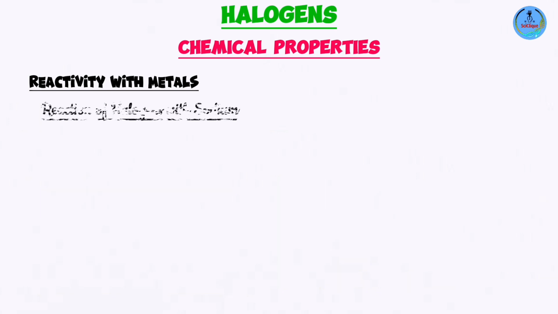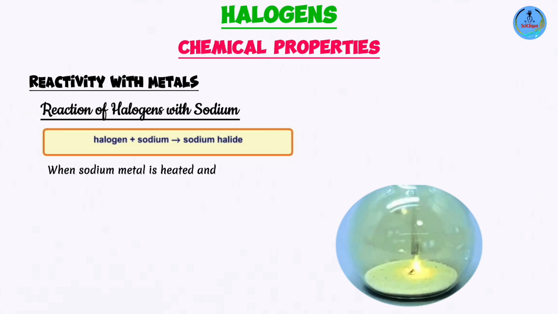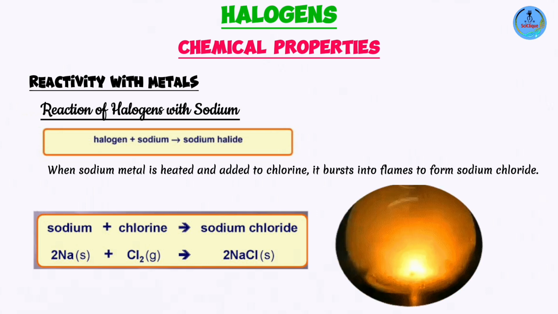Now, what if you were to react sodium with chlorine? Again, sodium is going to react with chlorine gas to form sodium chloride. Just to summarize, magnesium and aluminium will also react in a similar way with the halogens.